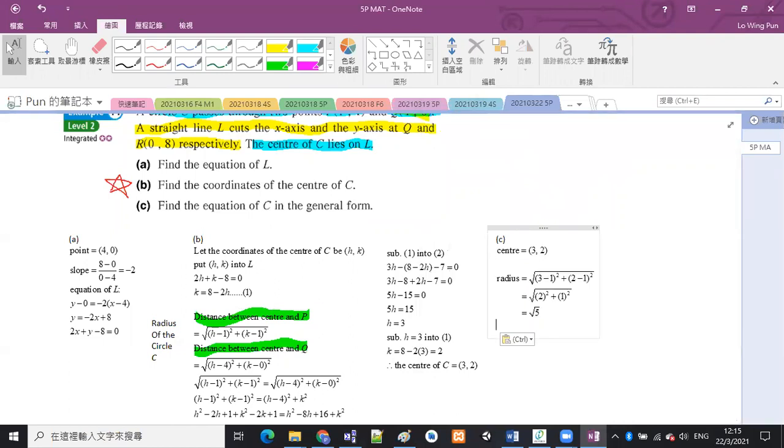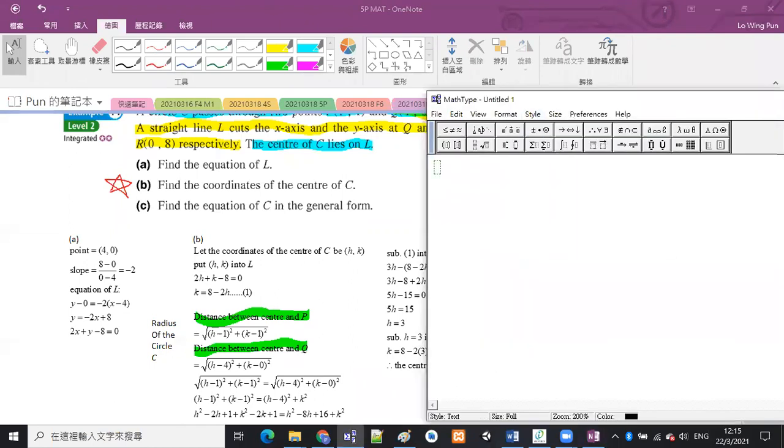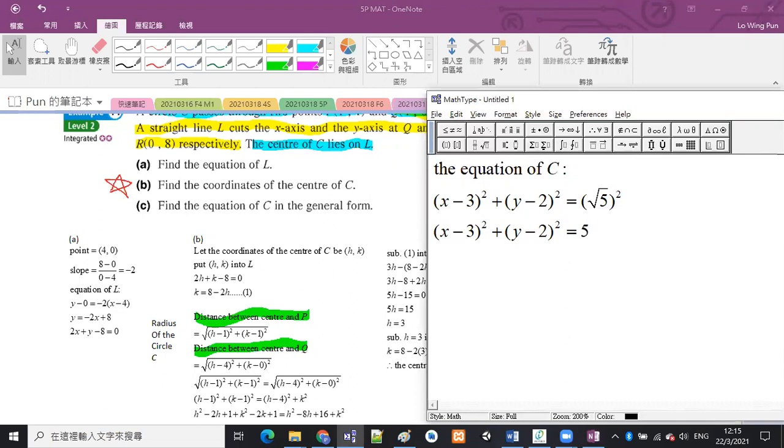So radius has been found, which means that we are ready to write down the equation of the circle C. Okay, the equation of C will be (x minus h) squared, that is 3 squared, plus (y minus k) squared, that is 2 squared, equals r squared. Square root 5 bracket square. Okay, so it's (x minus 3) squared plus (y minus 2) squared is equal to 5.